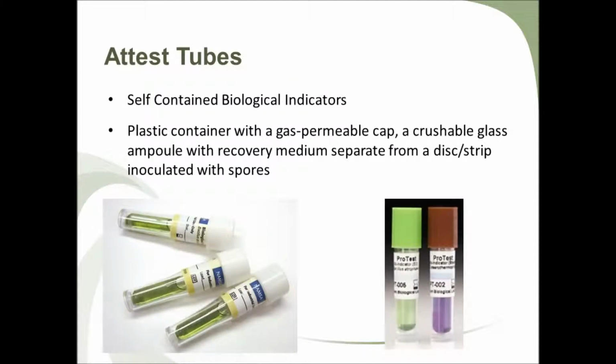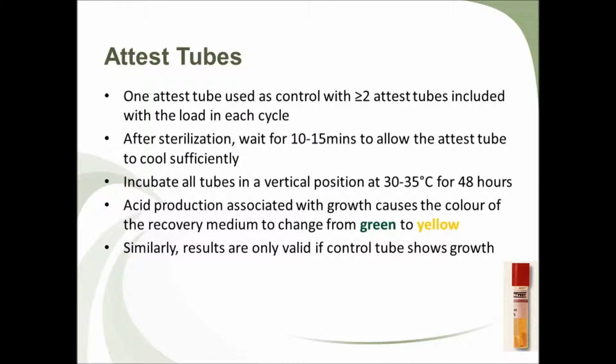Another biological indicator is the Attest tube. It consists of the following components. The gas permeable cap allows ETO to pass through freely to interact with the paper carrier at the bottom. One test tube is used as a control, while at least 2 other tubes are sterilized together with the load. After sterilization, the test tubes are incubated in a vertical position at 30 to 35 degrees Celsius for 48 hours. If there are microorganisms present even after sterilization, acid production associated with growth will cause the color of the medium to turn yellow. As with the paper carriers, the results are only valid if the control shows growth.